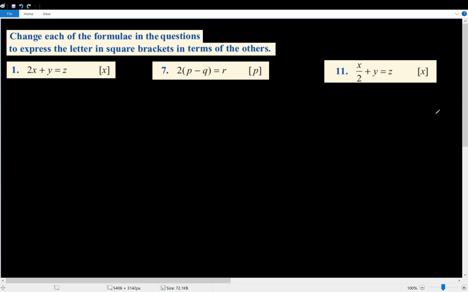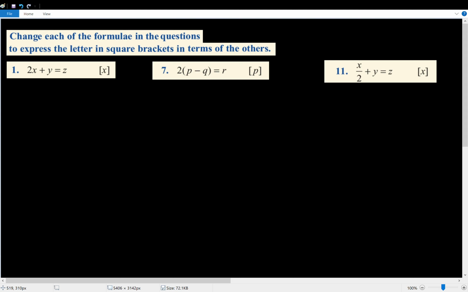This is questions 1, 7 and 11 from exercise 8.1 in Project Maths 2. We have to change each of the formulas in the questions to express the letter in square brackets in terms of the others. In other words, in each of these questions we're going to focus on the letter that is in square brackets, and we're going to rearrange the equation so that that letter is on its own to one side of the equation and all the others are to the other side.